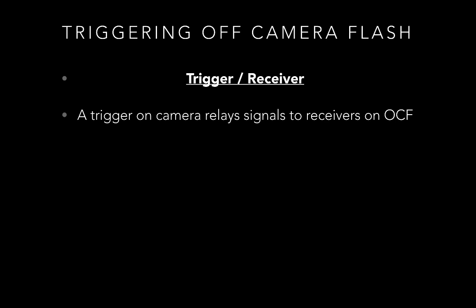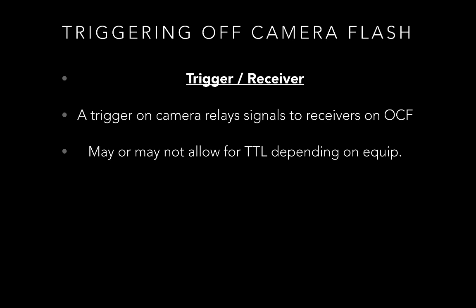So, triggers and receivers. This is what most people are using these days to work with off-camera flash. A trigger on camera relays a signal to the receivers that are off camera. Okay, so I'll have a trigger on top of my Canon 5D3 or my Nikon D800, whatever camera I'm using. Once I trigger the shutter to release, it will emit a radio trigger to my speedlights, which are sitting on top of transceivers using either Hot Shoe or PC Sync.